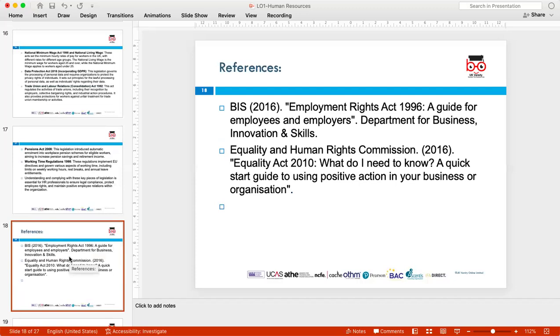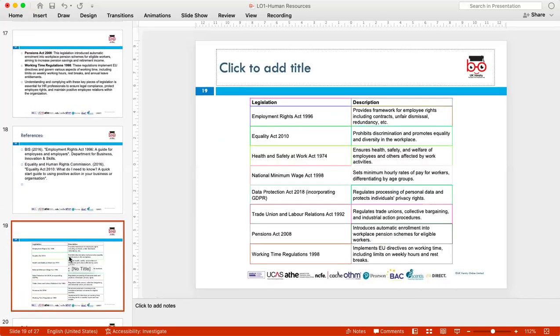Now, according to BIS 2016, the Employment Rights Act 1996 and the Equality and Human Rights Commission, we are now going to recall this legislation. The Employment Rights Act 1996 provides a framework for employee rights, including contracts, unfair dismissal and redundancy. The Equality Act 2010 prohibits discrimination and promotes equality and diversity in the workplace. The Health and Safety at Work Act 1974 ensures the health, safety, and welfare of employees and others affected by work activity.